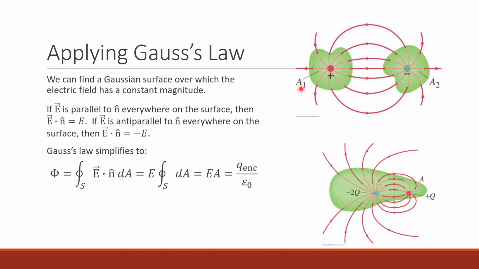we have A1, area 1 and area 2, where we have a positive charge and a negative charge, and we have our electric field lines going from the positive to the negative. So the direction of the electric field for A1 is in the same direction. But in A2, the electric field is now coming in, and our area is always going in the direction perpendicular to our surface. So it is going in the opposite direction.